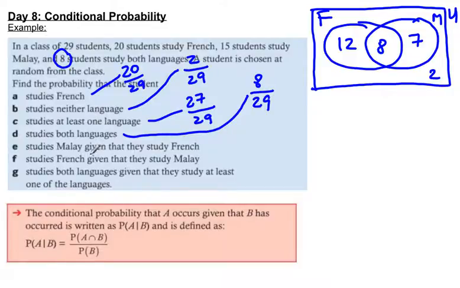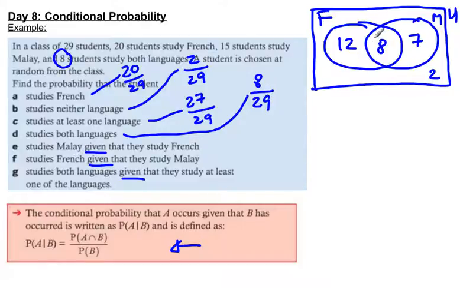Now the next 3 questions have the word given, which is quite a critical word. I'm going to show you how to do this just by using logic, and then I'm going to show you how this formula, which is in the formula sheet, could also be helpful. So you find a student and the only information you're given is that they definitely study French. The question is, what's the probability that they study Malay as well?